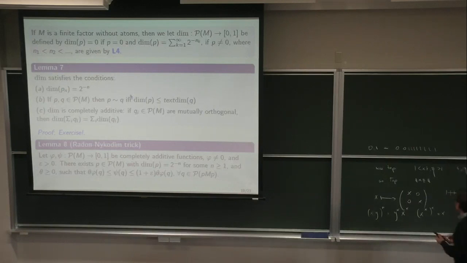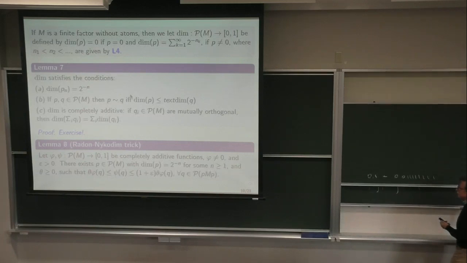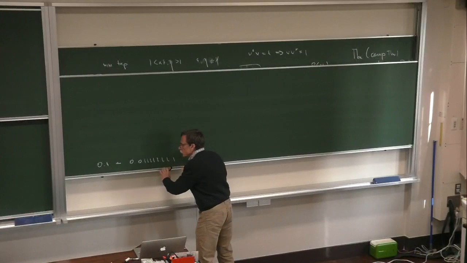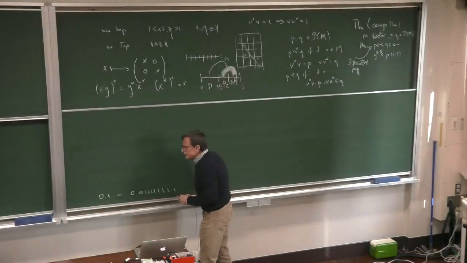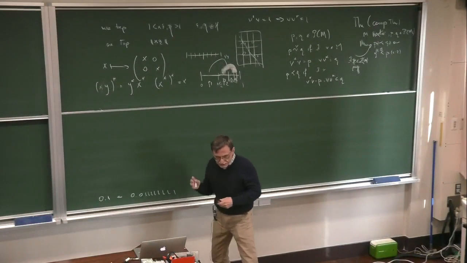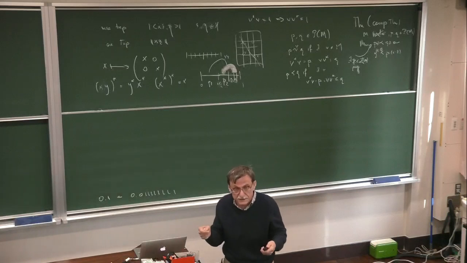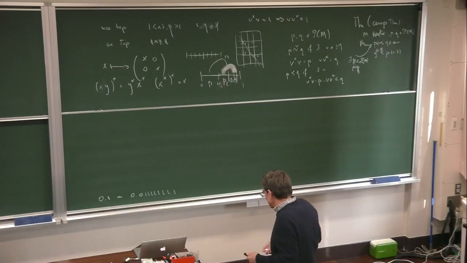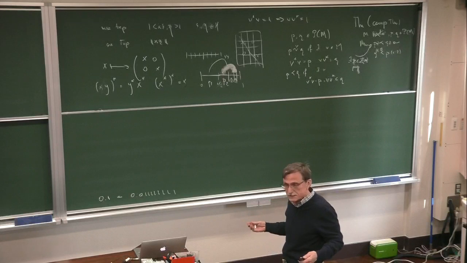Now, why is this the Radon-Nikodym trick? Out of nothing, we have to come up with this lemma just because of lemma 5, that lemma 5 that allows us to measure everything with this sequence of projections Pn, what I call the unit measures, right?